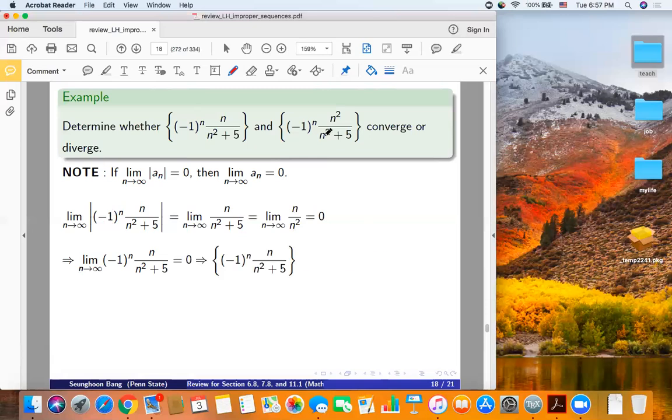The next one. Here, does the sequence converge or diverge? What is the answer? What is your answer? This one, convergence or divergence?